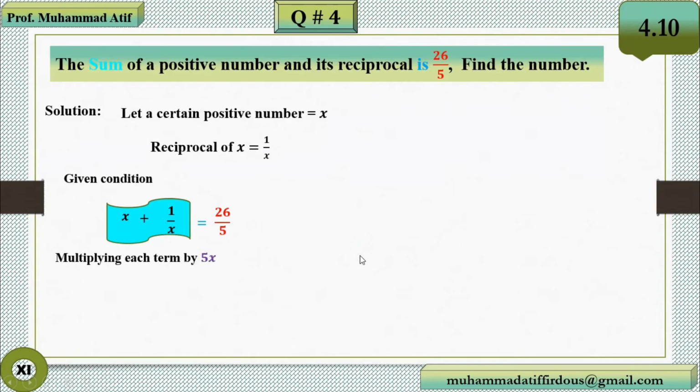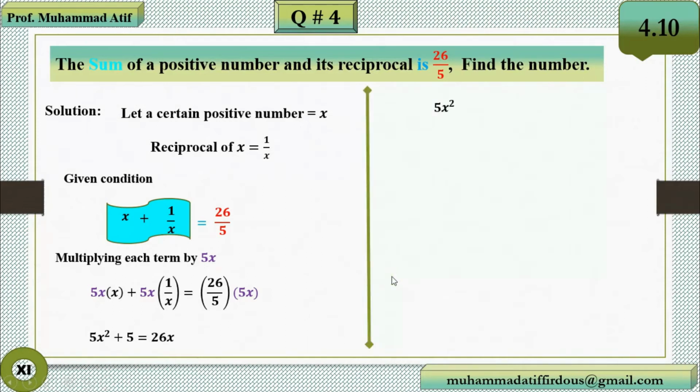Just multiply the LCM by each term. You have LCM 5x. You can take LCM and then cross multiply, but you can multiply the LCM to each term on both sides. We have LCM 5x, so multiply 5x with the first term, with the second term, as well as on the right side. So we have 5x squared, just cancel this x by denominator x and 5 by 5. So your next step is 5x square plus 5 is equal to 26x.